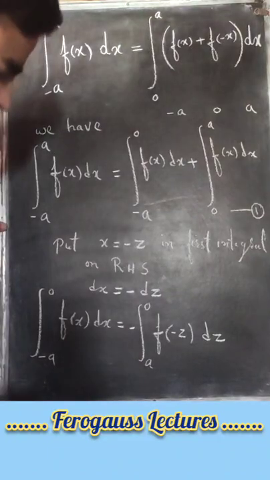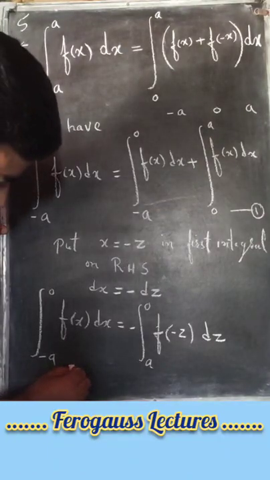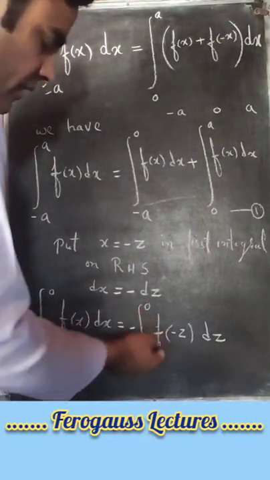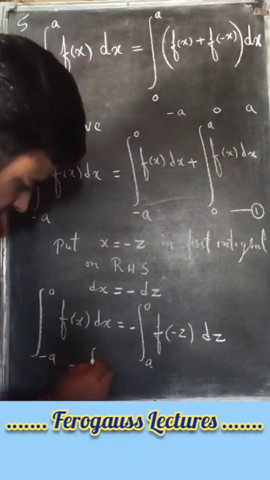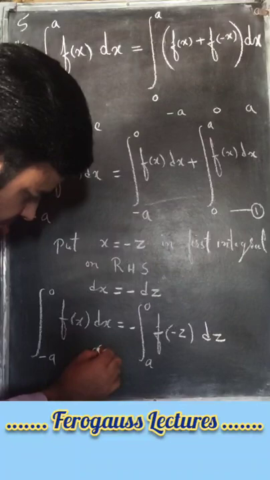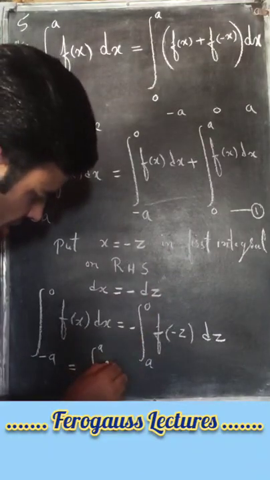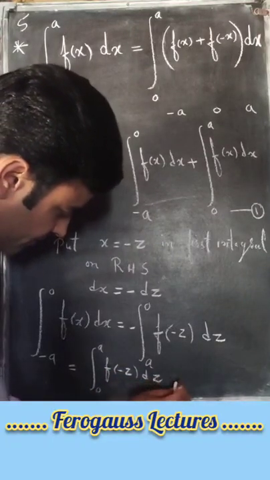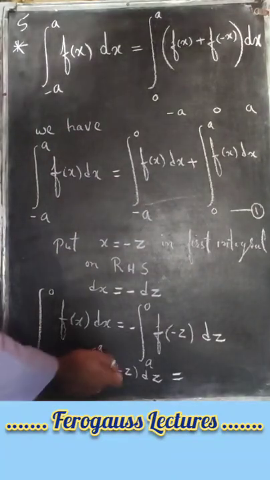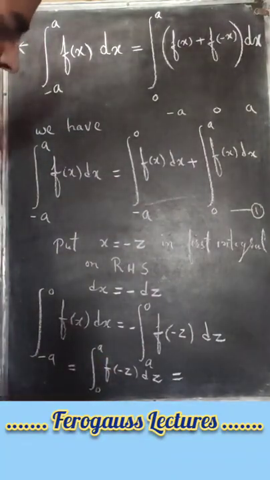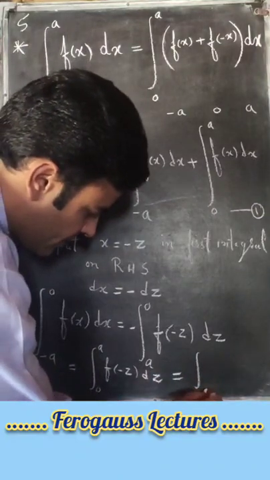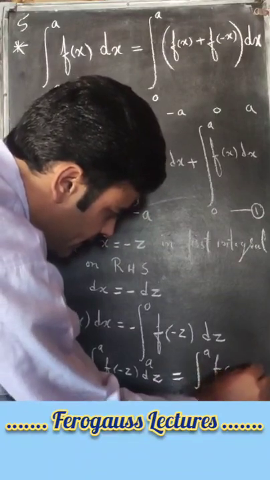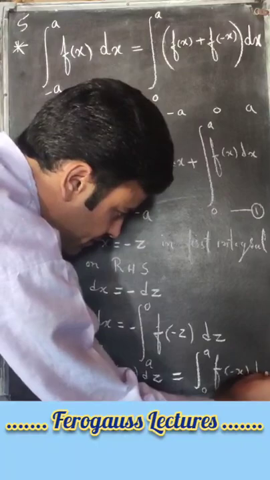That is further equal to, now if we interchange the limits, then the sign of this integral gets changed. It is minus here, so it becomes plus. So we get the integral from 0 to a of f(-z) dz. Now we can replace this variable z with any other variable. So we replace it by x. We get the integral from 0 to a of f(-x) dx.